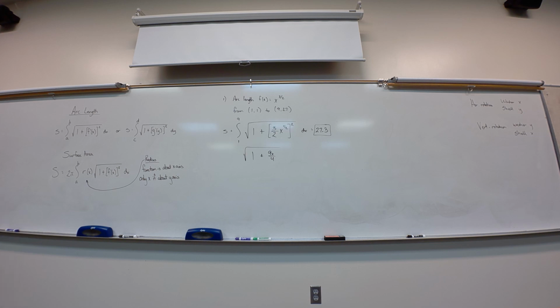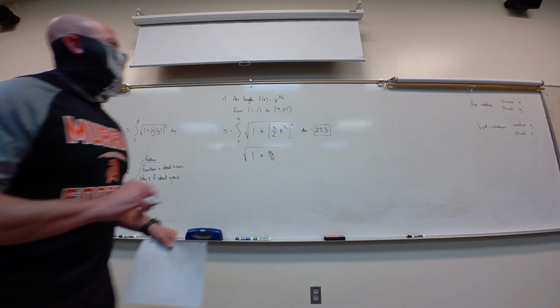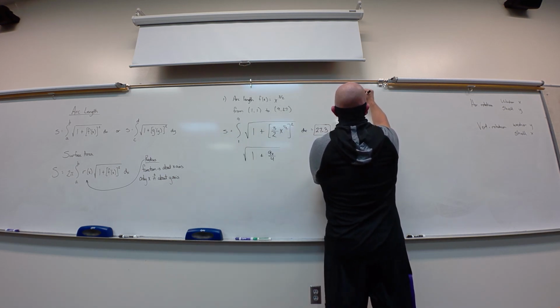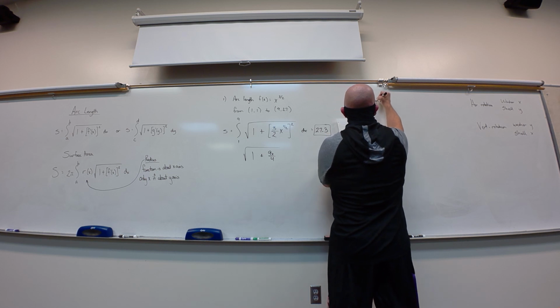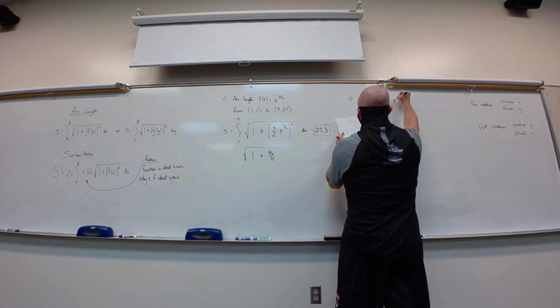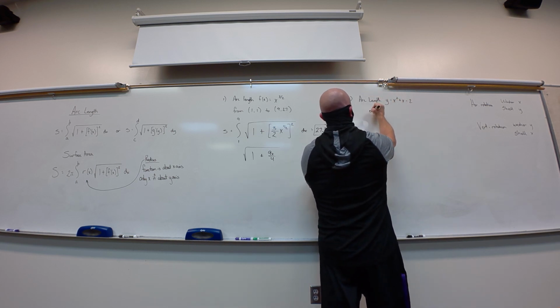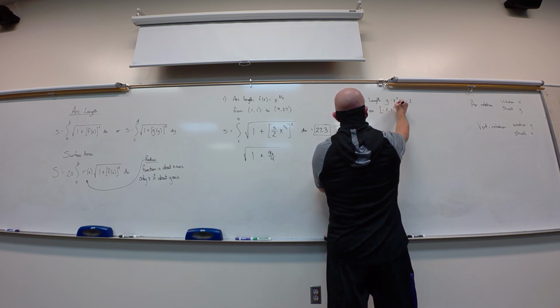Again, by now you kind of know what works really well in your calculator and what struggles as far as entering them. Does that work in 27.3? Yeah. So if I wrote it like this, arc length of y equals x squared plus x minus 2 on -2 to 1.